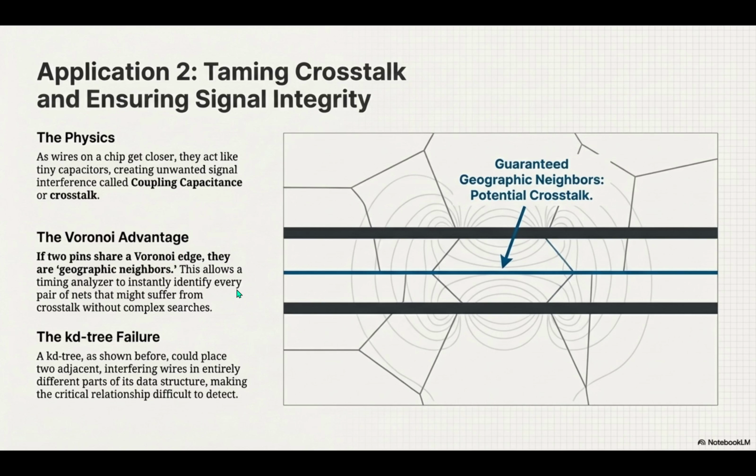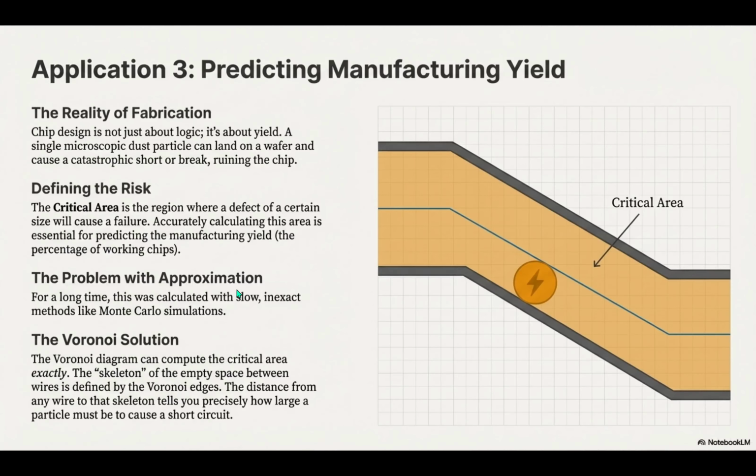The shared edge itself is a red flag for potential crosstalk. It gives you an instant, definitive list of every single pair of nets you need to worry about. That knowledge is crucial for hitting the high clock speeds we have today. It's absolutely essential. And that leads to the third application, which is all about the bottom line: predicting manufacturing yield.